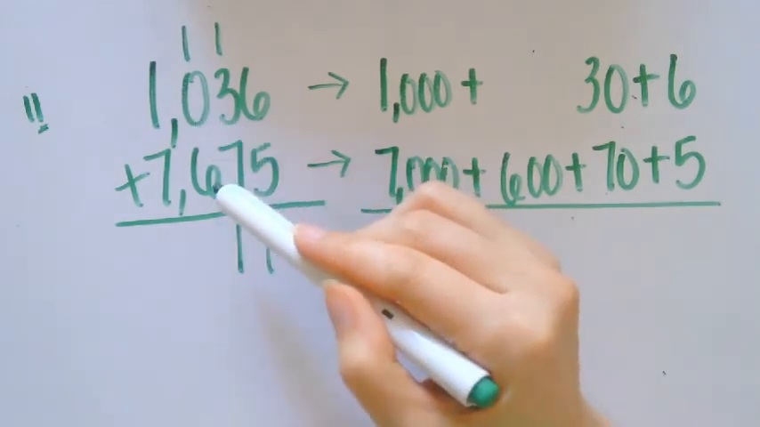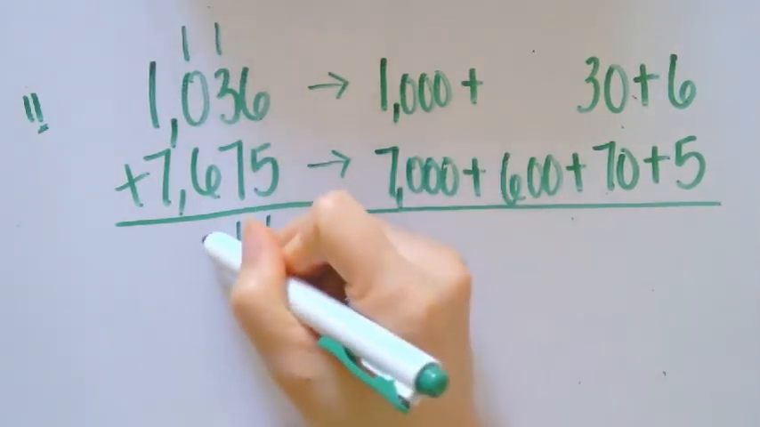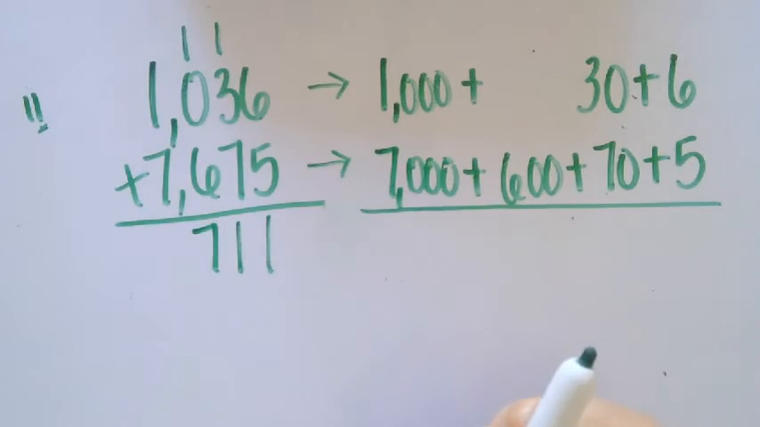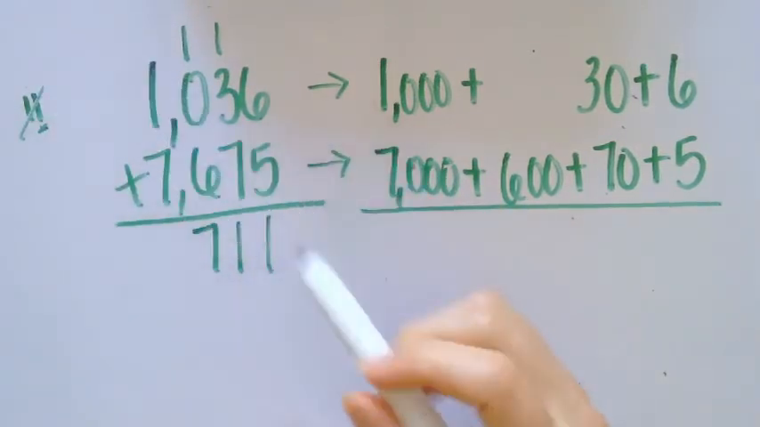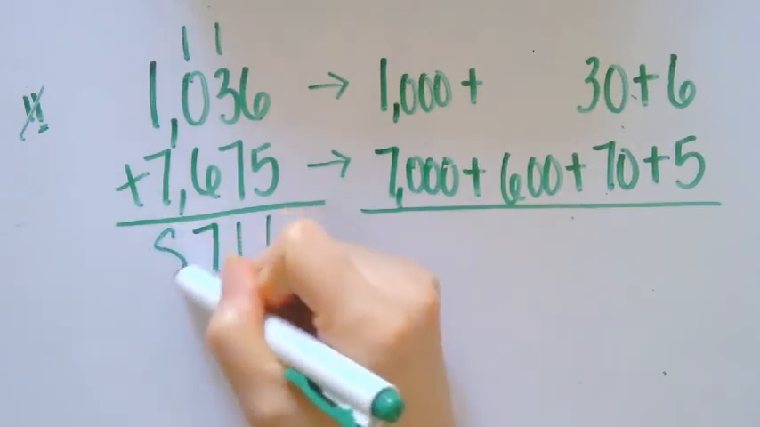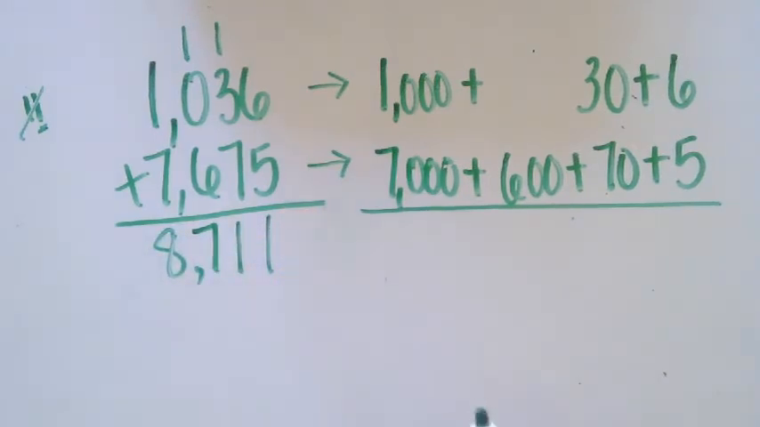0 plus 6 is 6. 6 plus 1 is 7. And finally, our thousands place. 1 plus 7 is 8. Don't forget that comma.